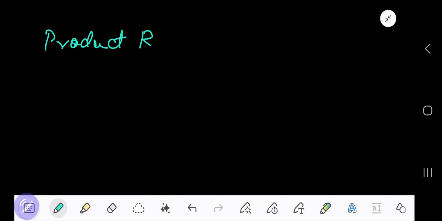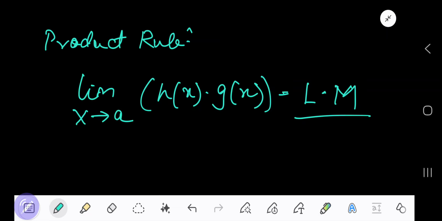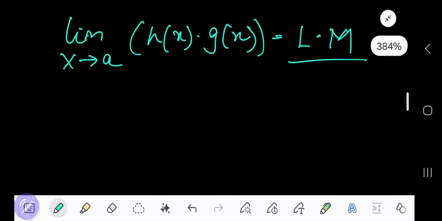Our next law is the product law, or product rule. What does this state? The product rule states that the limit as x approaches a of h of x times g of x would be equal to L times m. Again, pretty simple. Our next is the quotient rule.